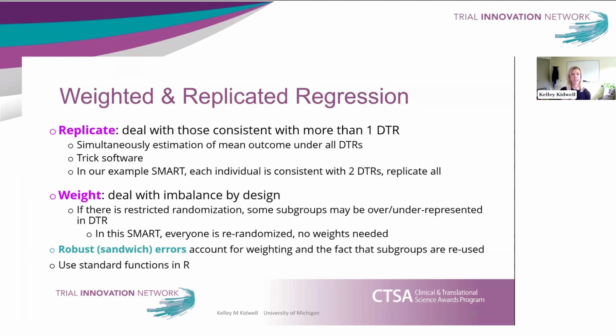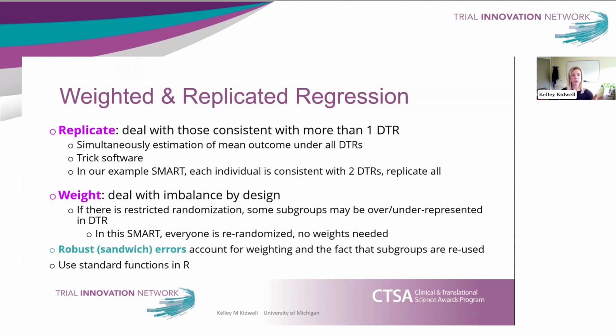And so if we want to simultaneously estimate the effects of both of those DTRs, we need to use their data twice. We'll replicate them as if they're in the data twice. We're basically just trying to trick the software to use their data twice, but we need to account for the fact that it's the same person. They're not more data. And so we'll do that. And then in the SMART design, sometimes we only re-randomize specific groups of participants. In order to account for any imbalance by design, we'll need to weight the data by their inverse probability of receiving that treatment or being in that treatment pathway.